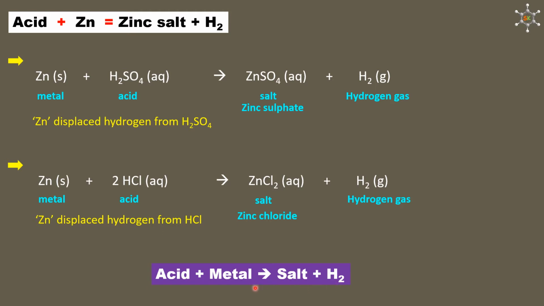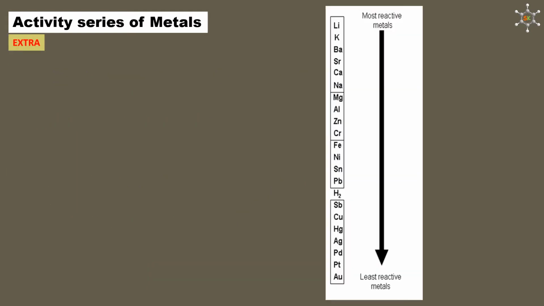Does it mean all metals release hydrogen gas when they react with acid? No. To understand this, we have to consider the activity series. This is the activity series or reactivity series for metals. The most reactive metals are listed at the top and the least reactive metals are at the bottom. At the center we have hydrogen, which is taken as the reference.